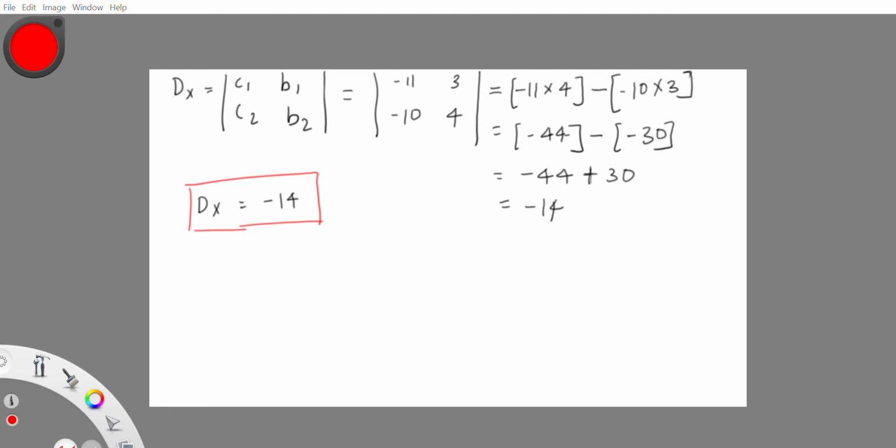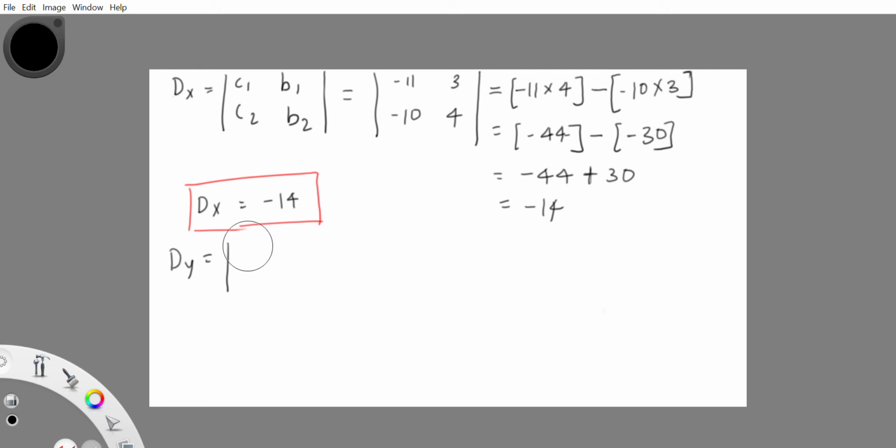Once I get Dx, now I have to find Dy. For Dy, again we are going to see how we get it. I have a1, a2, b1, b2, c1, c2. We are calculating for y, so I need to eliminate the b column. Once that column is eliminated, c1, c2 replaces that particular column. So b1, b2 goes away and c1, c2 comes in. So this is my determinant for Dy.